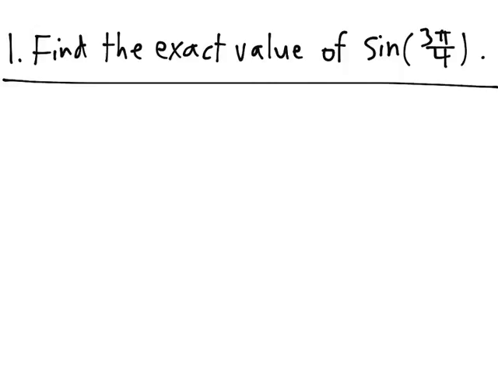Here are some examples of problems about the sum and difference of angles formulas. Problem 1. Find the exact value of sine of 3 pi over 4. We can rewrite 3 pi over 4 as the sum of pi over 2 and pi over 4.